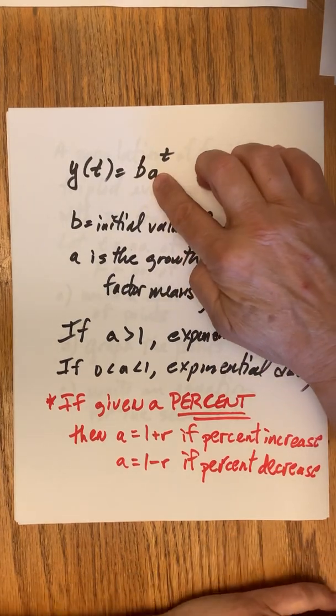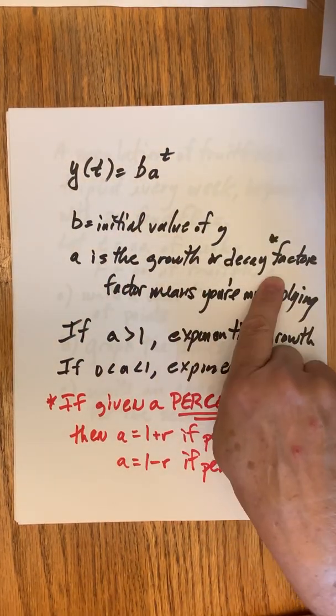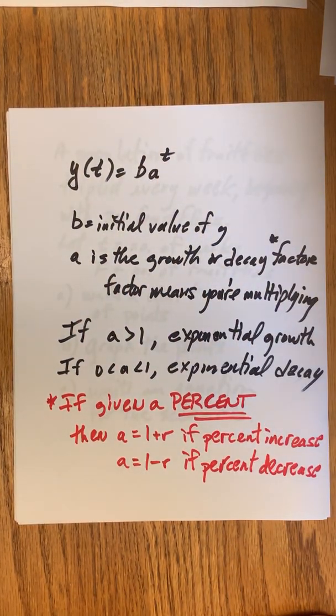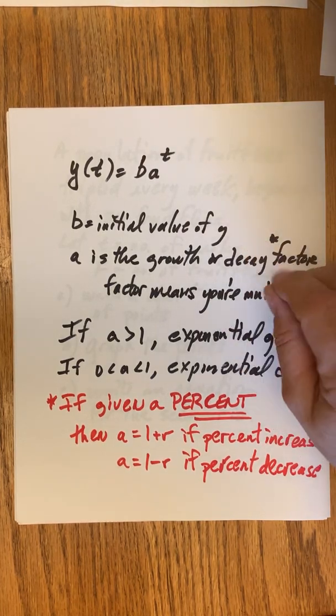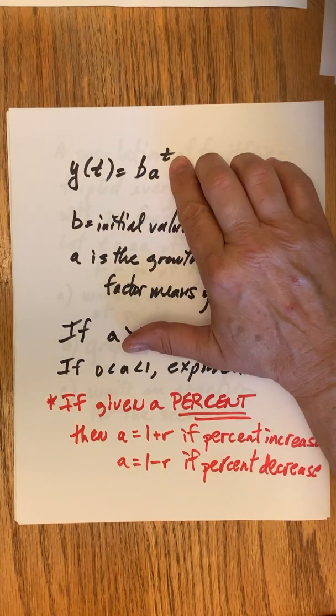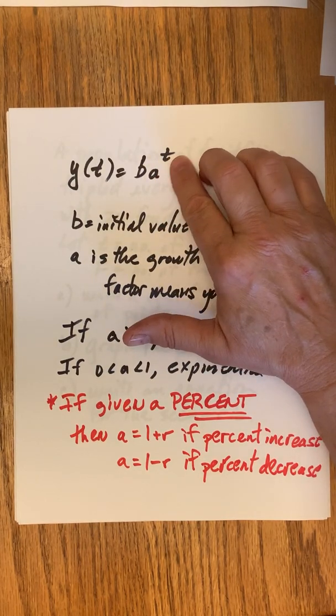Now that base, A, is either the growth or the decay factor. So they'll say things in the problem like something grew at a factor of, let's say, 2.3 or something like that. Or they'll say it decayed by, or it decreased by a fourth. So that means you have a fourth of whatever you had before. So the idea is it's multiplication, and therefore you have an exponential function.